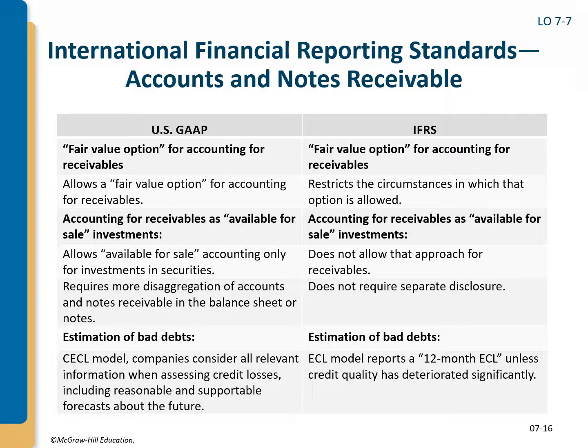When it comes to accounting for receivables as available for sale investments, no. That's only a category for investments. Okay, but IFRS doesn't allow that either. The estimation of bad debts under IFRS is a 12-month estimated credit loss, ECL. We're going into 2020 with the CECL model, where we're looking at all items when we're estimating for losses on our receivables.